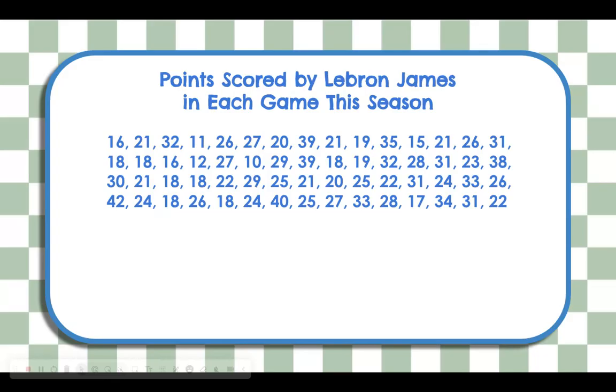I would say for me, I feel like a lot of the numbers are in the 20s. He scores in the 20s a lot. Sometimes he scores in the 30s. Sometimes he scores in the teens. Looks like he had 42 in one game. That might be his highest. Not sure what the lowest is. Maybe 10. I don't think there's any single digits. So that's just kind of what I see when I look at it. But again, there's a lot of numbers here to process.